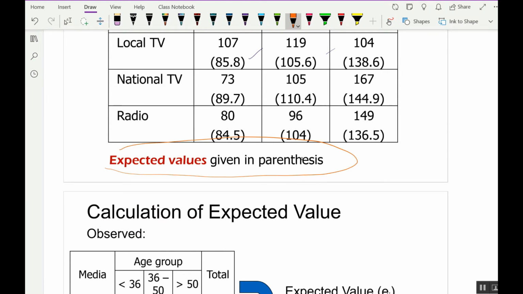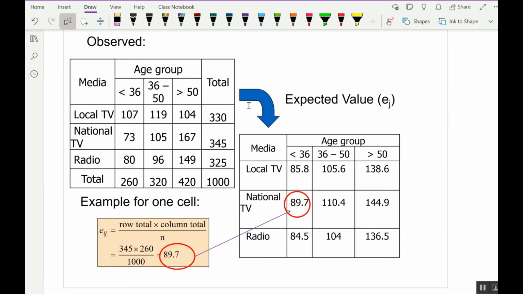Again, the expected value is the row total times the column total, divided by your n. What does it mean, row times column? Let's look at this example. Zooming in, how do they get the expected value in the bracket? How do they get the 85.8? Basically it looks like this.